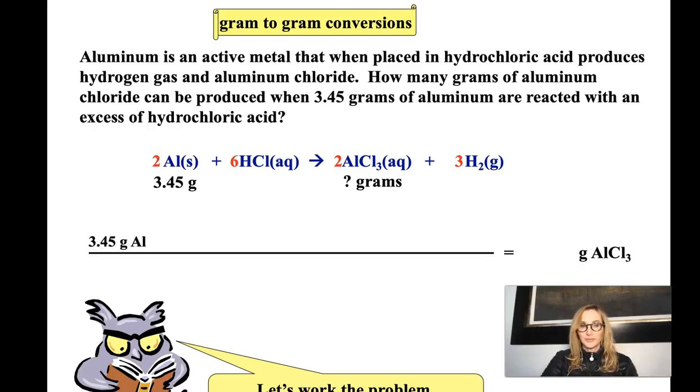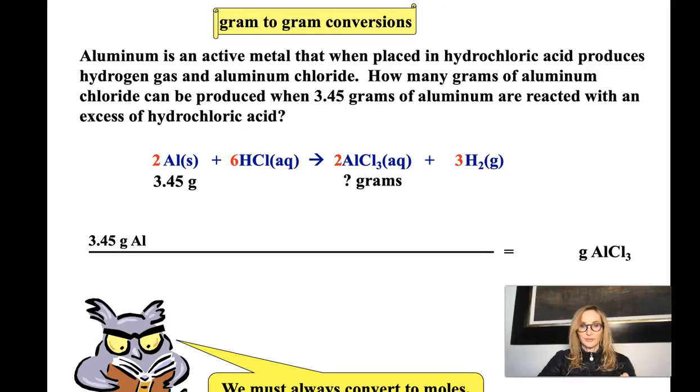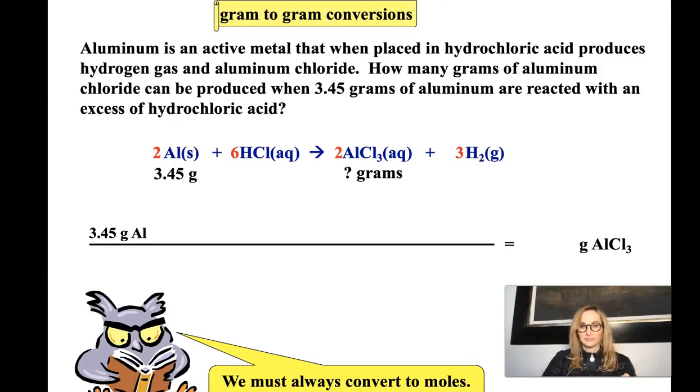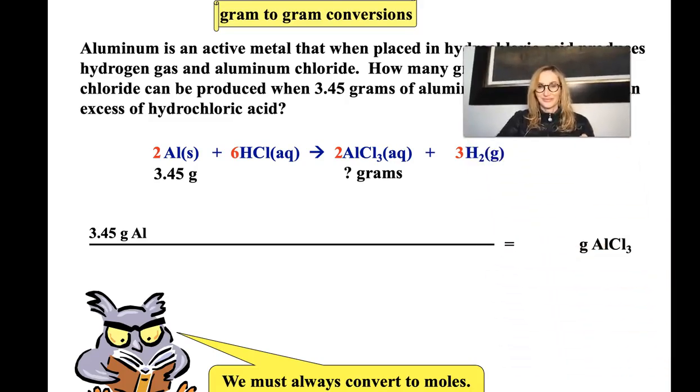3.45 grams aluminum is what we were starting with. Now, this is the first step always when you do gram to gram: convert to moles. So you need the molar mass. We must always convert to moles. Okay, so we're going to find the molar mass of aluminum. It's 26.98. They may round to 27 for every 1 mole.